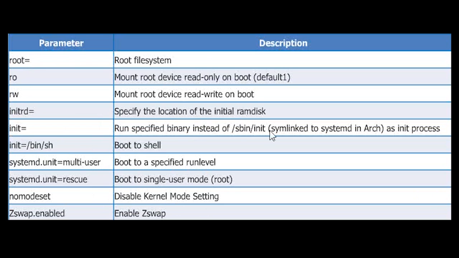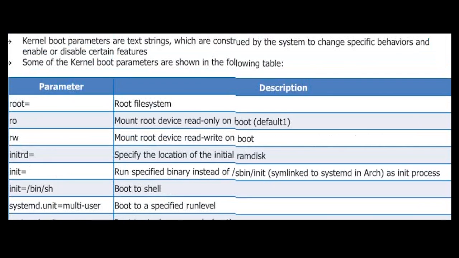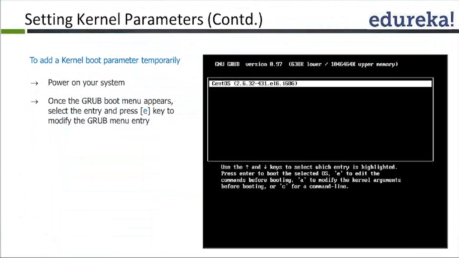So let's quickly see that file, and let's move on to the grub.conf page. The moment you power on the system, you will get to see the grub menu. Here you have the edit options. If you have multiple operating systems, you will see that list over here in the grub page.